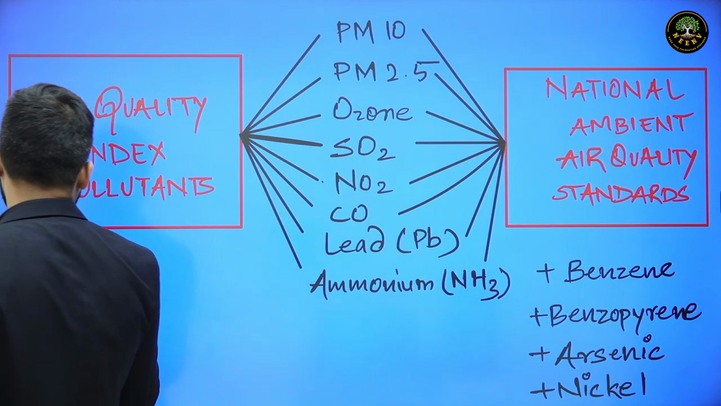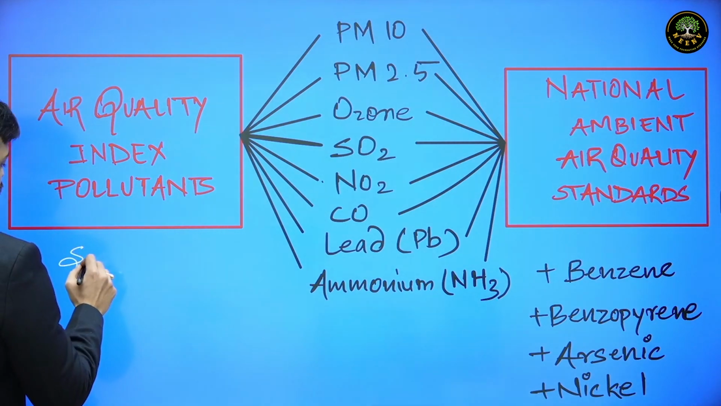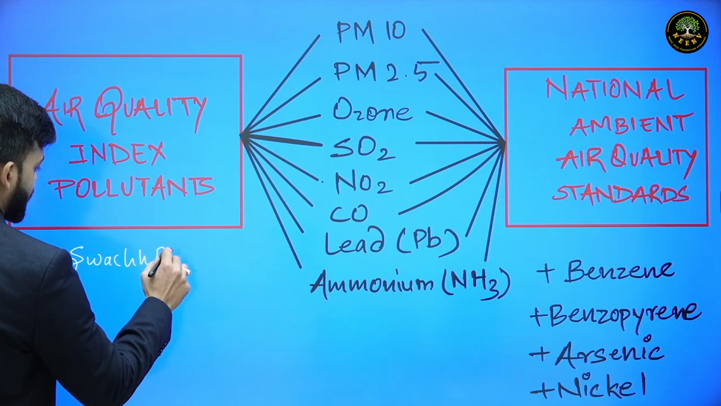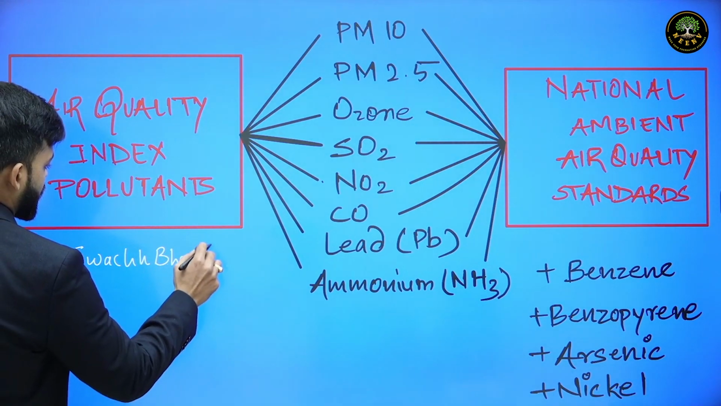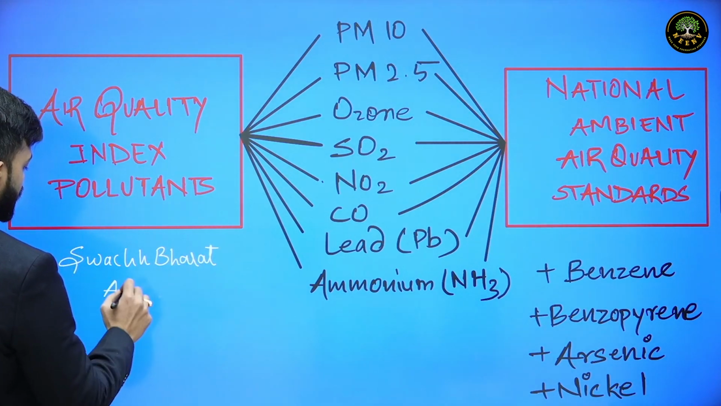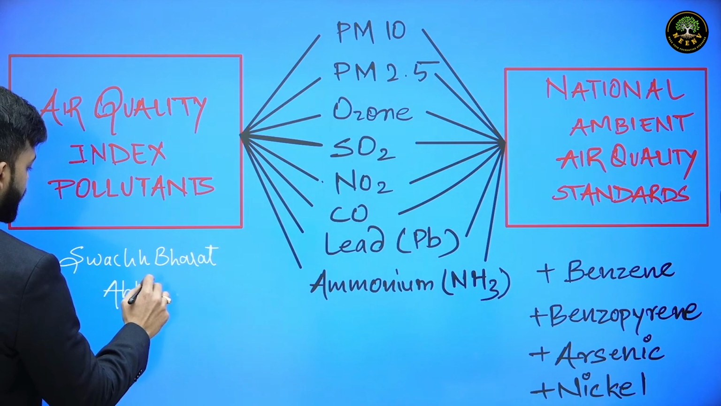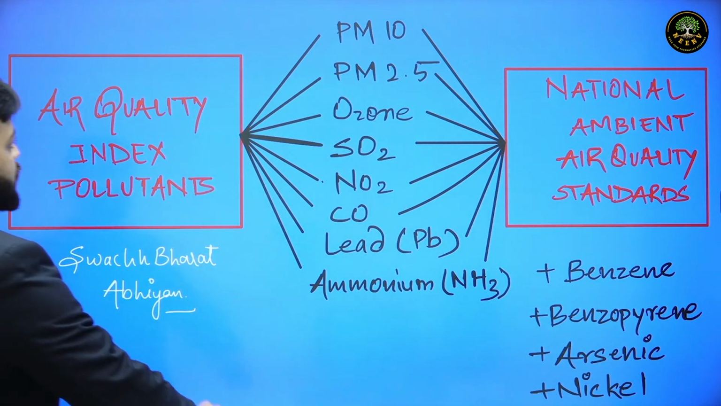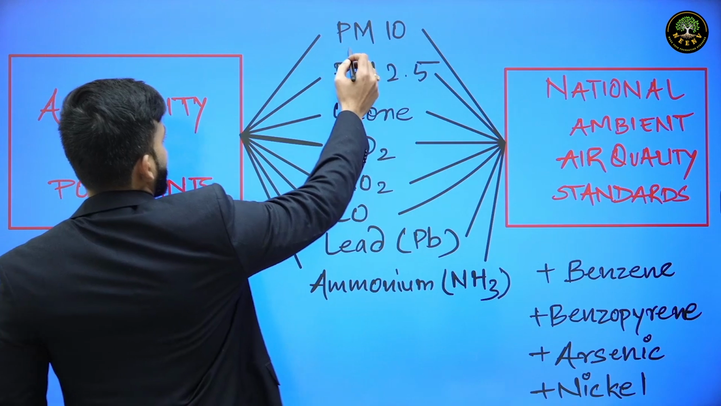Air quality index was launched under Swachh Bharat Abhiyan in the year 2014. And these are the pollutants that are mentioned under air quality index.